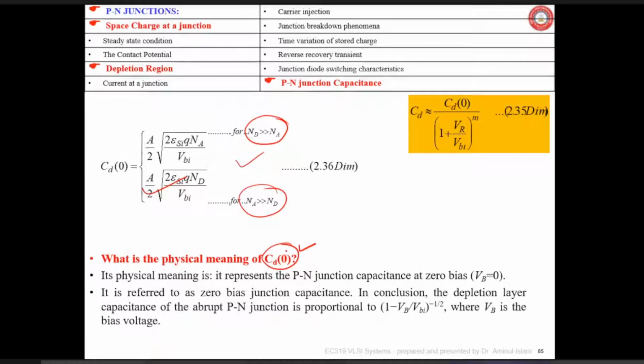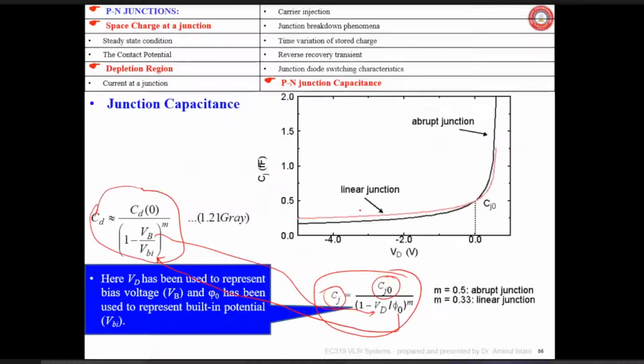In the case of MOSFETs also, you see that there are diodes. And this is the plot we are talking about. In the linear case, this is the red plot, the linear junction, and the black one is the abrupt junction. M is 0.5 in the abrupt junction and 0.33 in the linear junction. The equation is the same. The only thing we have changed is that VD is written instead of VB, let's say diode voltage, and phi 0 is written instead of VBI. The rest remains the same.